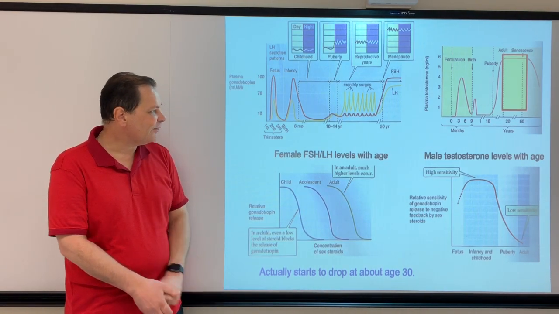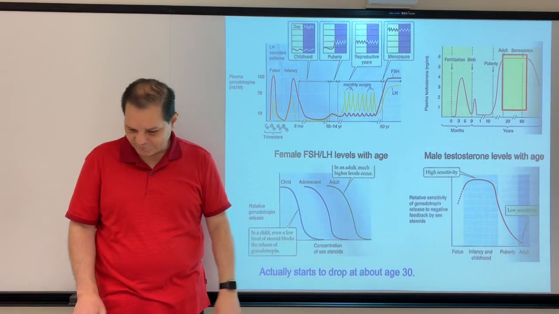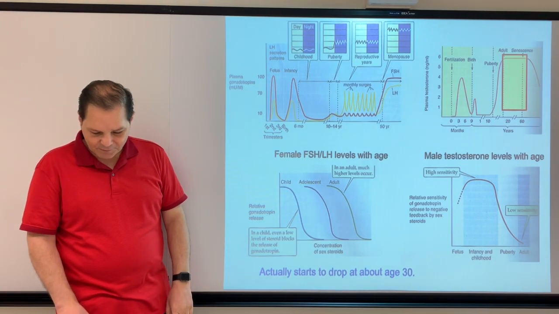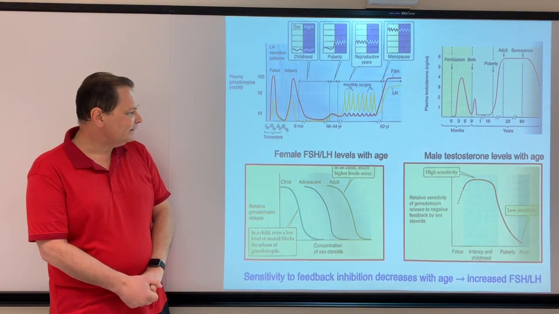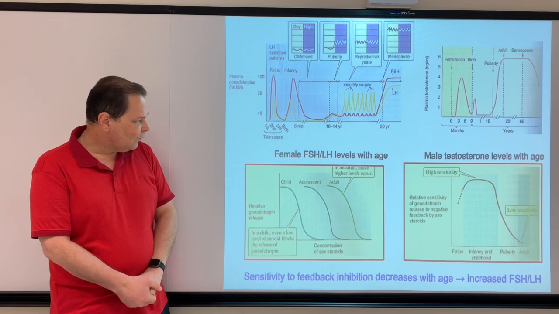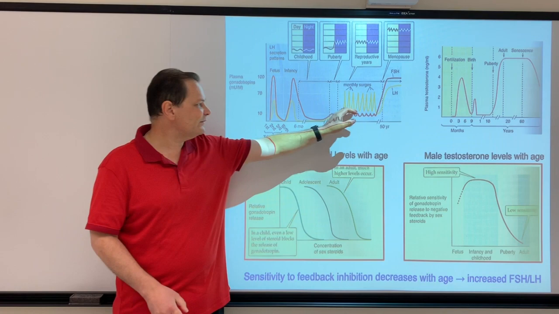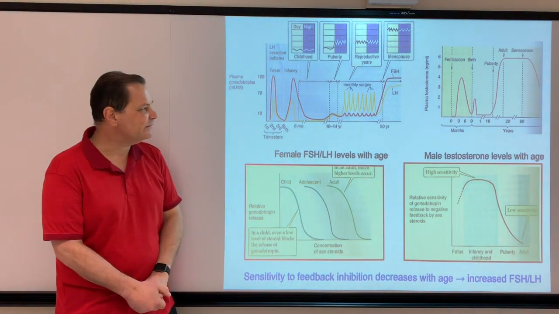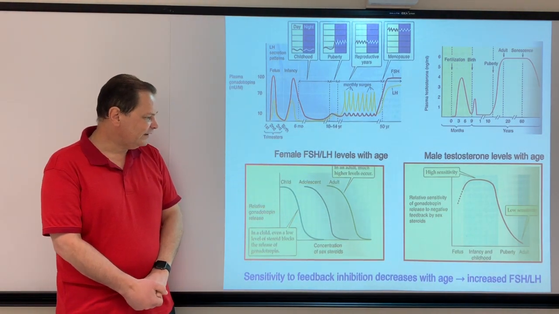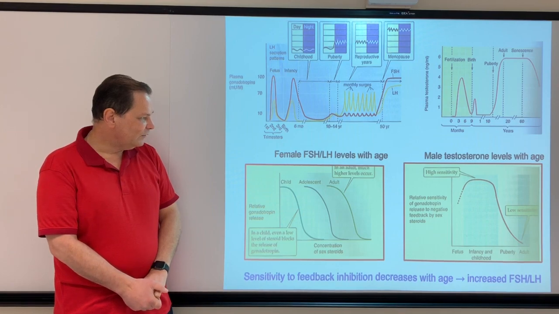Probably peaks at about 30, okay? About the age of 30. So let's talk a little bit about what's going on here in terms of what's determining all of a sudden you get this big rise in the gonadotropins and in the sex hormones when you hit puberty.